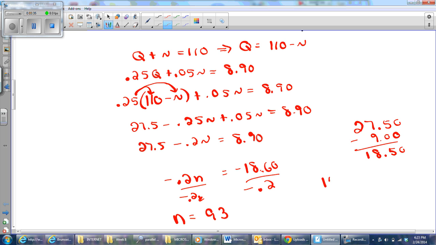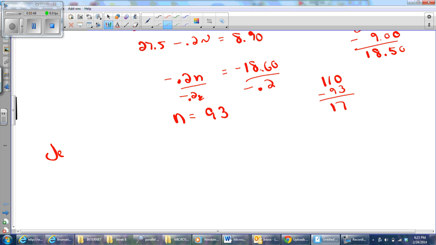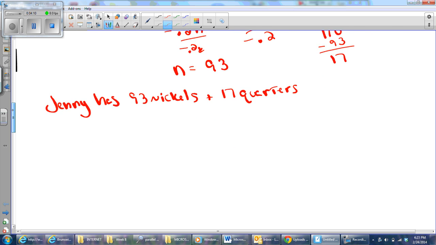Okay, well, the number of quarters, 110 minus 93. I'm thinking 17. Yeah, 17. So Jenny has 93 nickels and 17 quarters. Now, of course, you can check this. Multiply 17 times 0.25, multiply 93 by 0.05, add them together. If you get $8.90, we did it right. I'm going to leave that up to you.